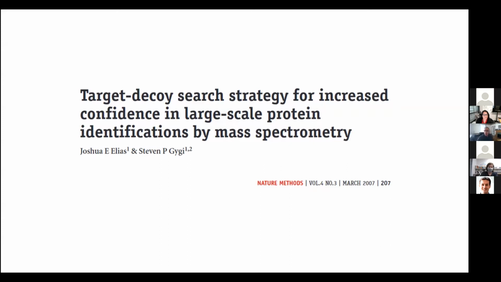But the first thing I wanted to pop up here, for those of you interested in going back and looking at historical papers in this area, is the paper where the strategy was really introduced and first shown to be a viable strategy for providing confidence metrics to large scale data dependent analysis proteomics experiments. You can track that down and have a read.